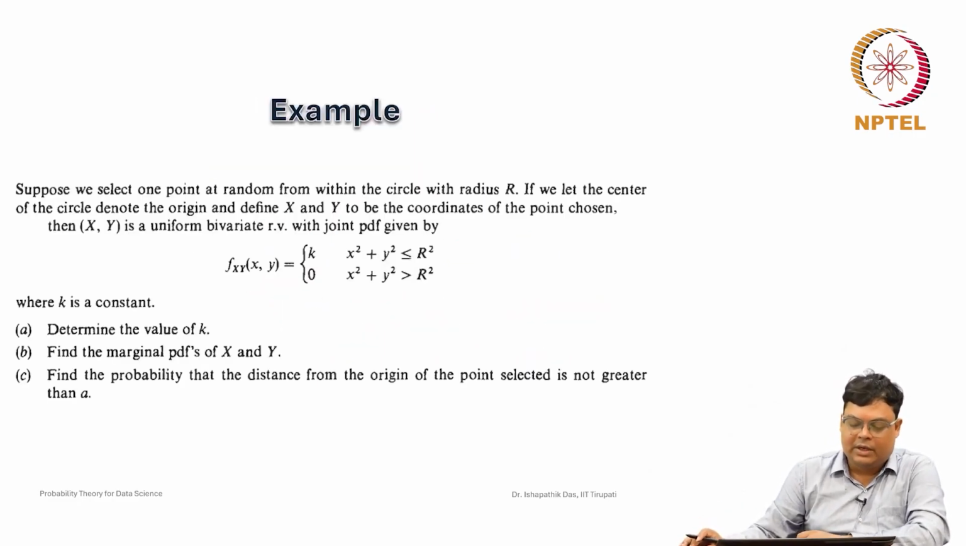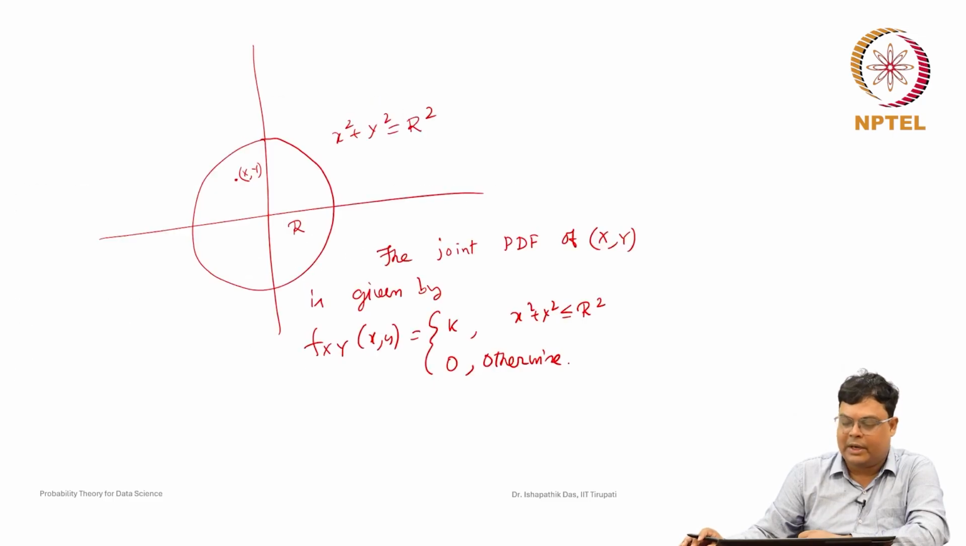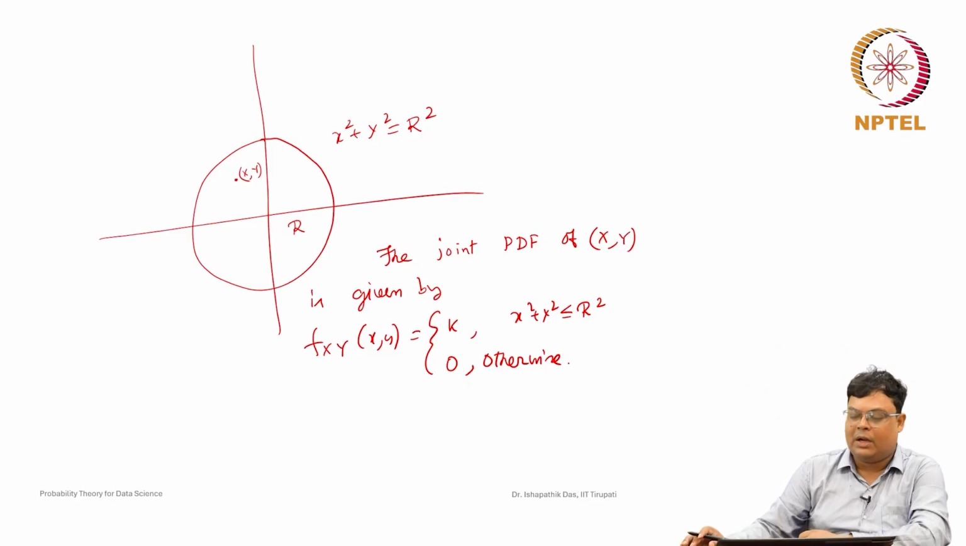Where k is a constant, determine the value of k, find the marginal probability density functions of x and y, and find the probability that the distance from the origin of the point selected is not greater than a. So, one by one let us find. First we find what is k. Here the probability density function is non-zero inside the region of the circle, otherwise it is 0.